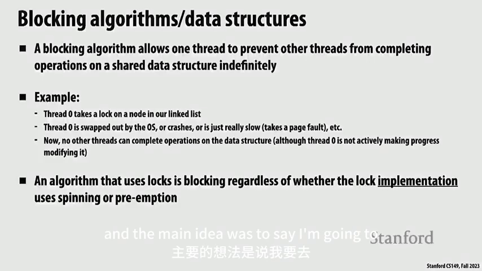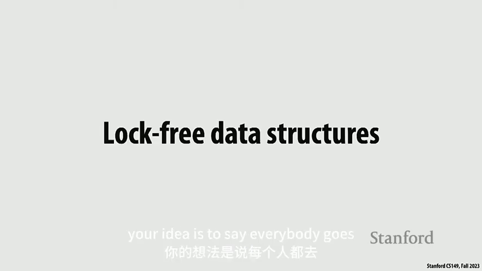And the main idea was to say, I'm going to basically speculatively go forward with whatever operation I'm supposed to do, and at the last second, I'm going to check to see if something's changed. And if something's changed, I'm going to start all over again, right? And that's different from locks. Locks say, when I enter, nobody else can go. In this lock-free way of thinking, your idea is to say, everybody goes, but everybody can check at the last second to see if things are safe. And if things are safe, they do their write. If they don't, they sort of abort and try again. That's the big idea of lock-free.